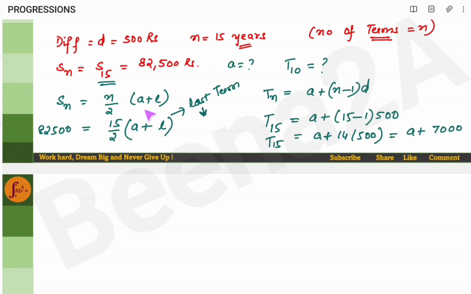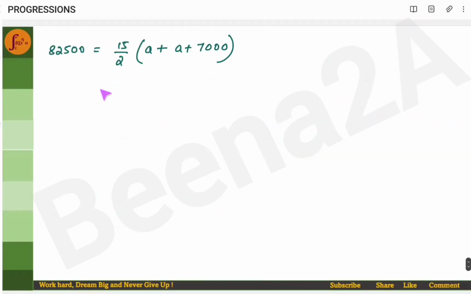Now we'll come back to the sum formula. We will substitute the last term with this value, because T15 is the last term. So it's going to be 82,500 is equal to 15 by 2. We don't know A, and we put the last term as A plus 7,000. So we'll get 15 by 2, 2A plus 7,000.